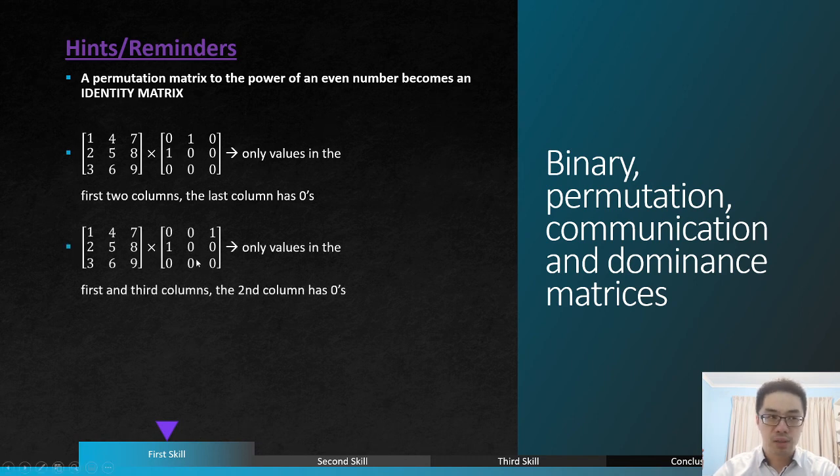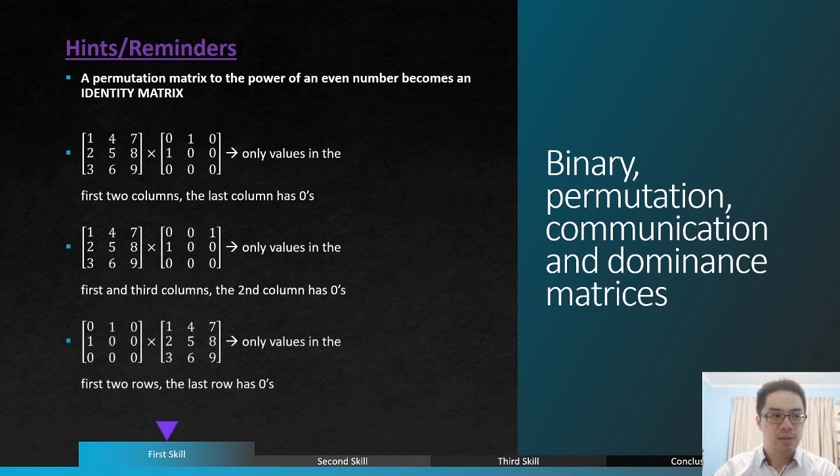If I'm looking at this one here, since the ones are in the first and the third column, then when you multiply this out, the numbers will be in the first and the third column, and the middle column will be zeros. Similar if you have rows, and if it's a row, it will be on the left of the matrix. The ones in row 1 and row 2 mean that if you were to multiply this out, the first 2 rows will have numbers, and the last row will have all zeros.